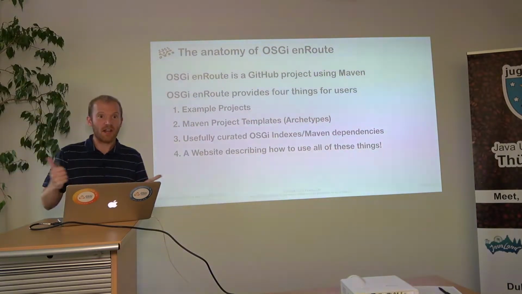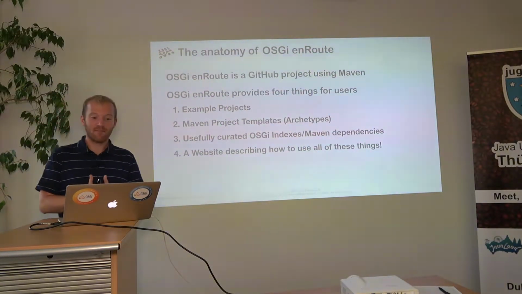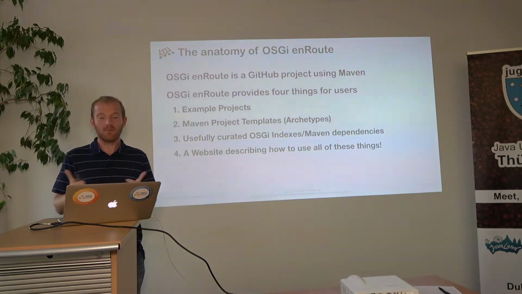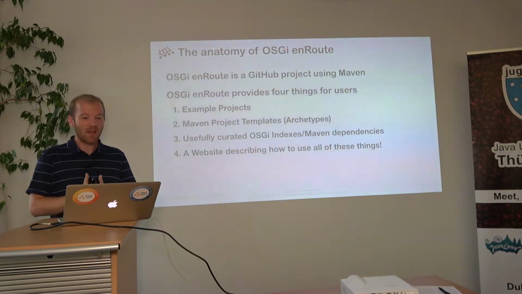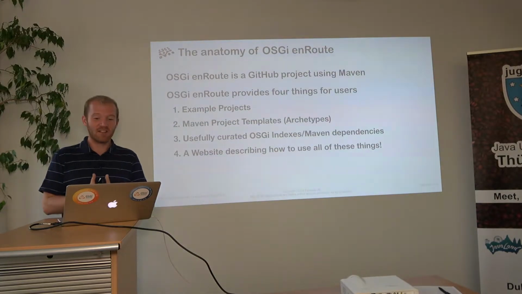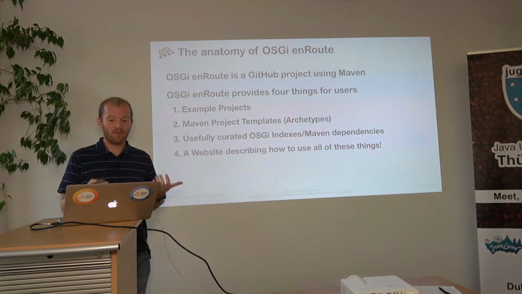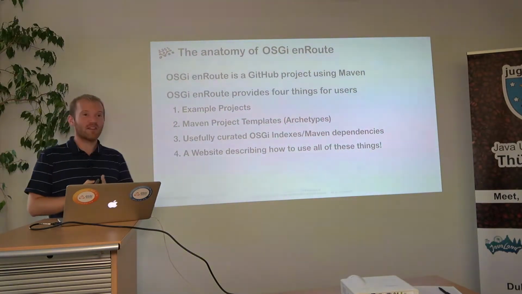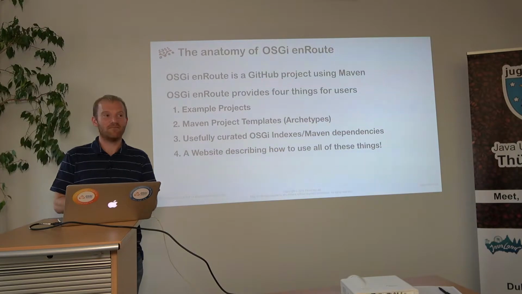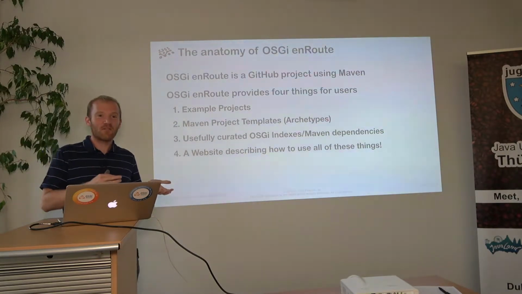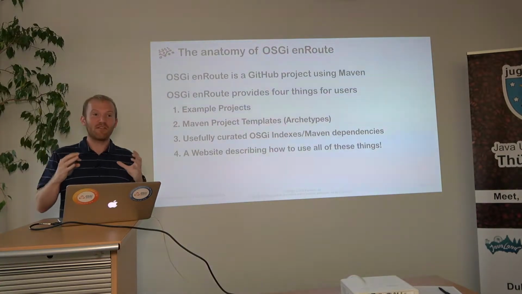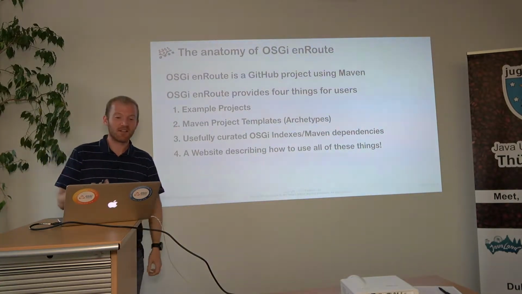OSGi enRoute, it's out there on GitHub. You can look at it. It uses Maven. And it provides 4 things. There are example projects. There are project templates, or archetypes for those of you who are Maven users. We have some OSGi indexes containing things like the reference implementations and sets of useful Maven dependencies. And we have a website that explains what all of these things are. Now, it may sound odd to be talking about this now, but it really has taken quite a long time to get all of this stuff in one place so that people can get started.